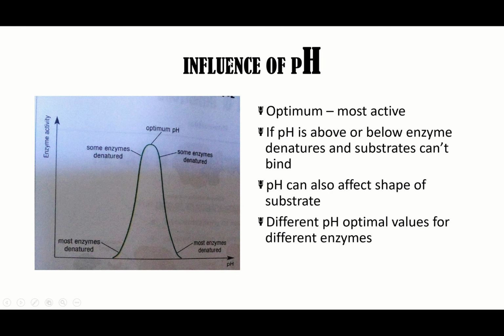Now another influence is pH. If pH is above or below, the enzyme denatures and substrates cannot bind. This is like the same thing for temperature. A pH of 1 means it's too acidic. A pH of 10 will mean it's too basic. Now, different enzymes have different desired pH conditions that they work under.